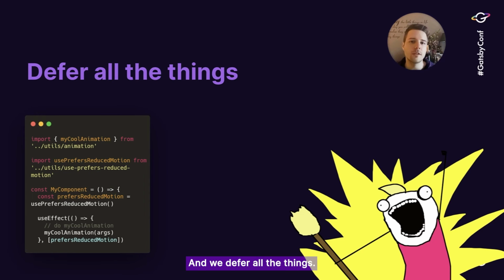And with defer all the things, I also mean mostly we think about using React Lazy to lazy load components and so on, but there's something else you can do. Like if you use things like useEffect to do an animation. In this example, we download the utils animation, which also downloads motion, and then the extra code to do our animation.